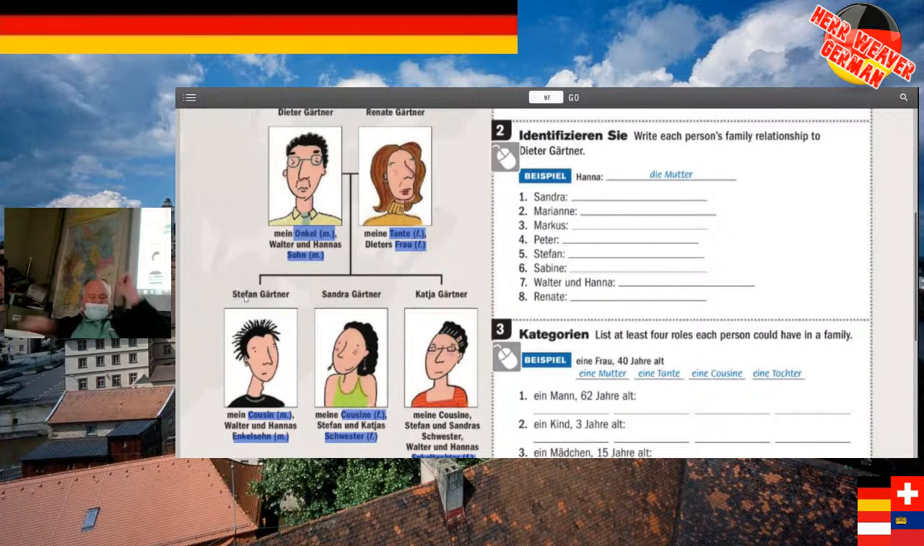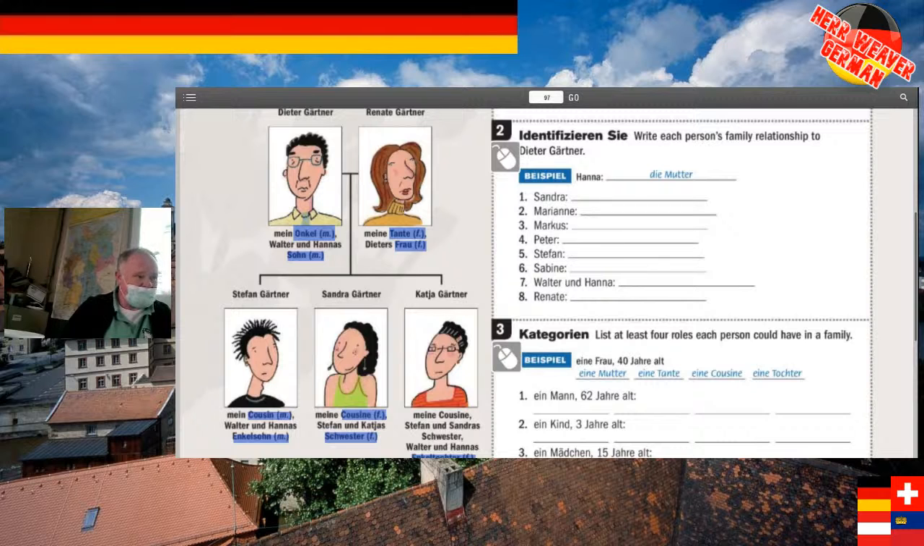Stefan ist Sabinas Cousin und Sandra ist Sabinas Cousine. Und Katja ist Sabinas also Cousine. Ja, sehr gut. Und Renate, das ist Renate hier, ist Renate Sabinas Cousine? Nein. Nein. Was ist Renate? Tante. Tante. Yeah, Tante, it's a great name to say. Tante Renate.